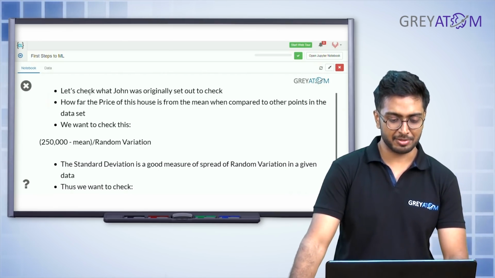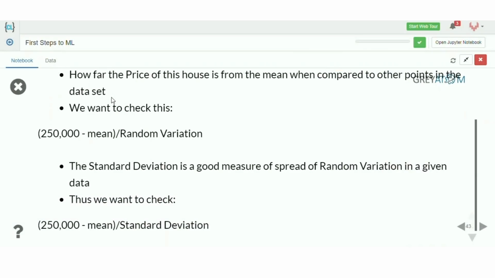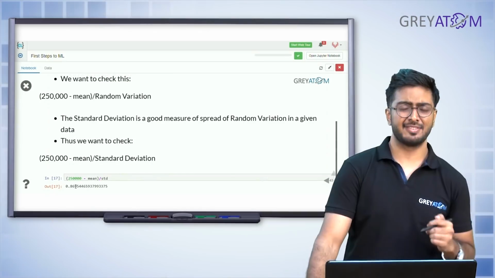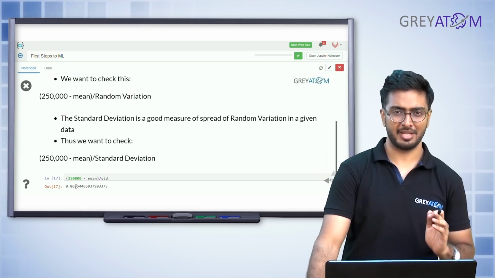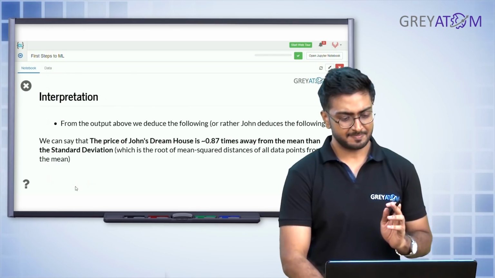So now John's approach number 3. John set out to check how far the price of the house is from the mean when compared to other points in the data set. So what he wants to do is 250,000 minus mean, divided by random variation. Now we knew that standard deviation is a good measure of random variation. Range was one way, standard deviation is also one good way. So we do that, and we get 0.87, which basically means that it's within one standard deviation move from your mean, right? That is not very bad.